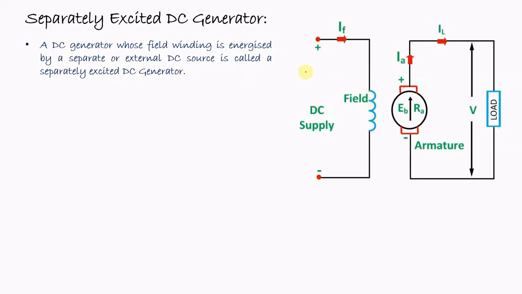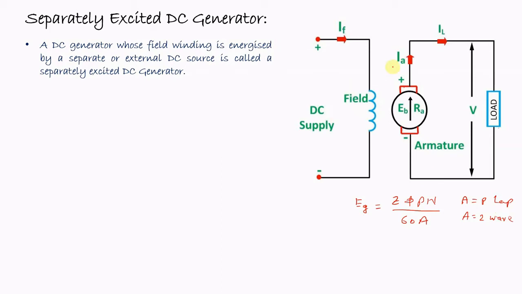And we have already discussed that the EMF produced in the machine is represented as generated EMF, E_g = Z phi P N upon 60A. That we have discussed in the operating principle and the EMF equation of the DC generator. Here Z is the number of conductors in the armature, phi is the flux produced per pole in the field winding, P is the number of poles in the stator, N is the speed of the rotor, and A is the number of parallel paths. A is equal to P for lap connection and A is equal to 2 for wave connection.